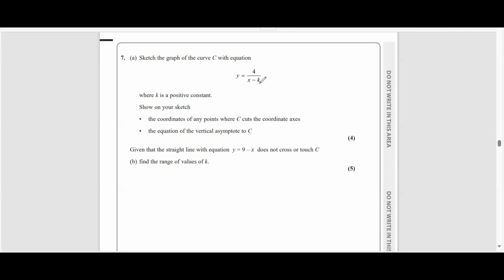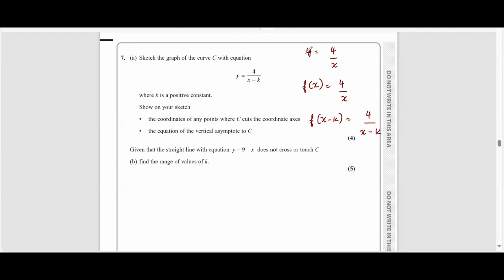We can see that this is a reciprocal graph. So I'm just going to take y equals 4 over x. Instead of y, we can also write f of x equals 4 over x. Now, we don't want 4 over x. Instead of x, it is x minus k. So what we need here is f of x minus k, which is basically 4 over x minus k.